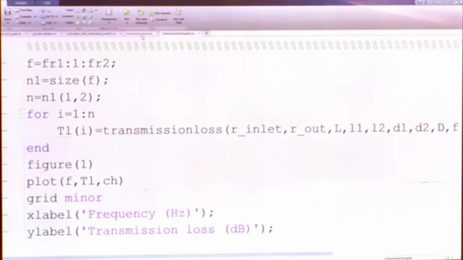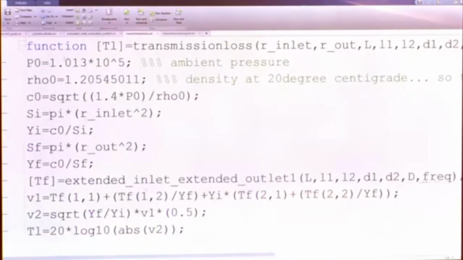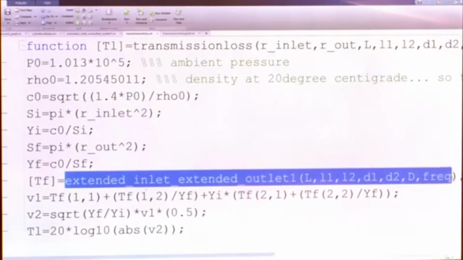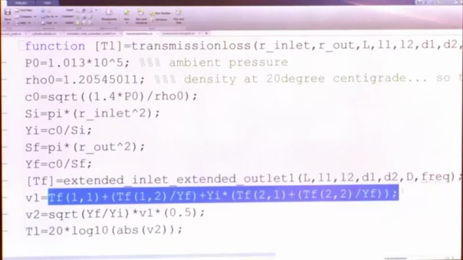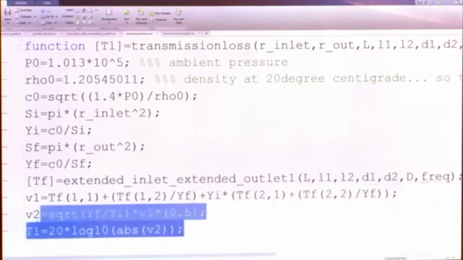So, for transmission loss, we assume standard atmospheric conditions and density and all that. We evaluate the sound speed and inlet outlet pipe characteristic impedance, and then there is a function file to evaluate the transfer matrix for the extension in inlet and outlet, that is basically based on cascading. And this is the expression that we have been talking about all this while, the sum of the T matrix parameters scaled by certain characteristic impedances. So, this is something that we have been discussing.